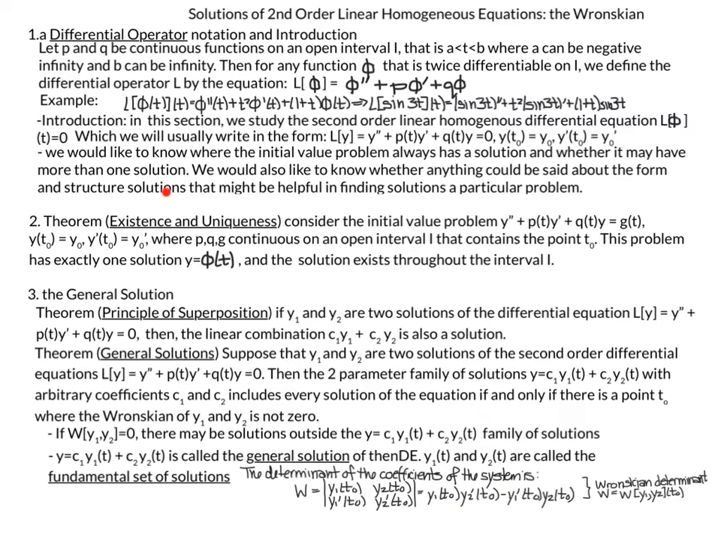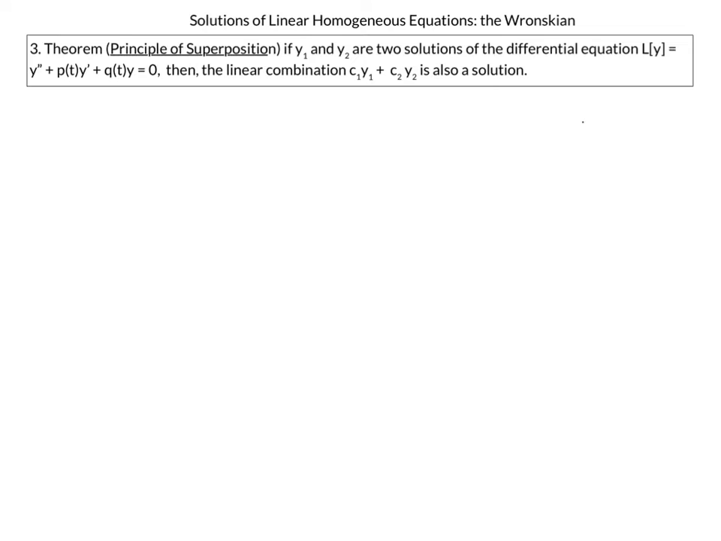Now that we have talked about the theorem of existence and uniqueness, we can go on and talk about the principle of superposition and the general solution. The principle of superposition is one that we've been using since the last chapter, since the beginning of the book. If y1 and y2 are two different solutions of the differential equation L of y equals y double prime plus p of t y prime plus q of t y equals 0, then the linear combination, in other words, a constant times y1 plus another constant times y2, is also a solution.